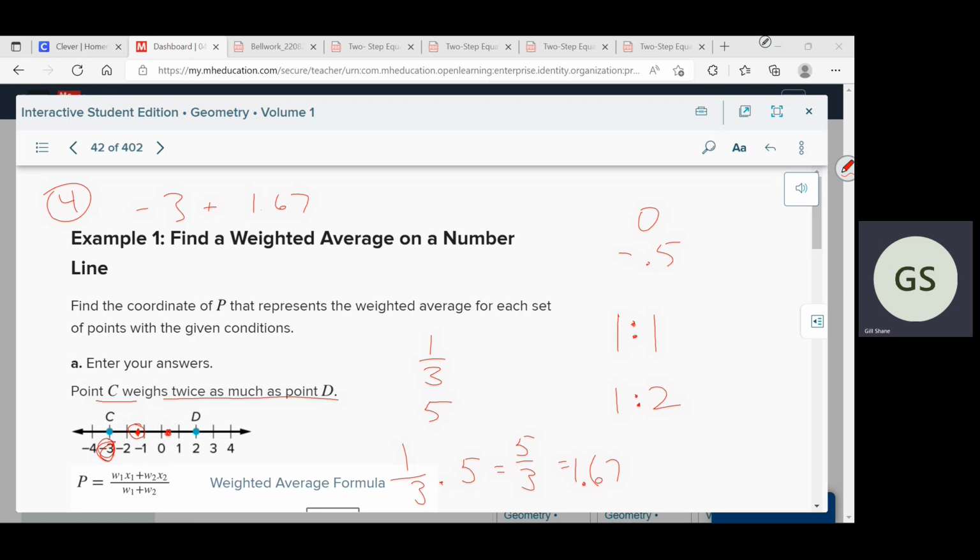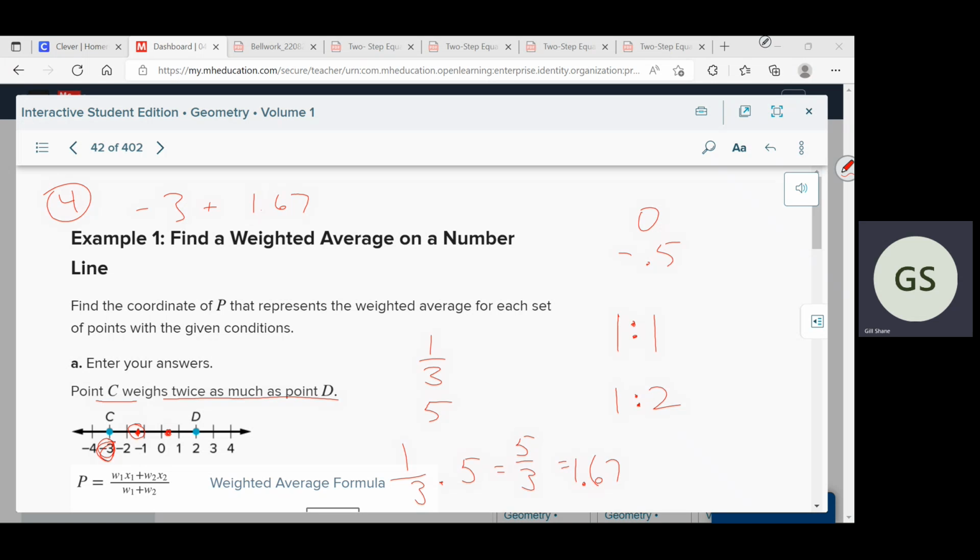Wait, so then you'd have a whole new formula where there'd be a third thing and a third thing on the bottom. Now here's their formula. I'm going to explain to you what all this W1, X1, all that junk means. They're just taking the numbers, and the weight 1 and the weight 2 is going to be the 2 and the 1. So this is weighted 2, this is weighted 1.